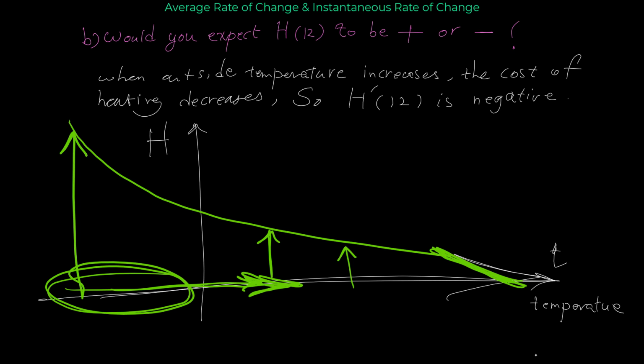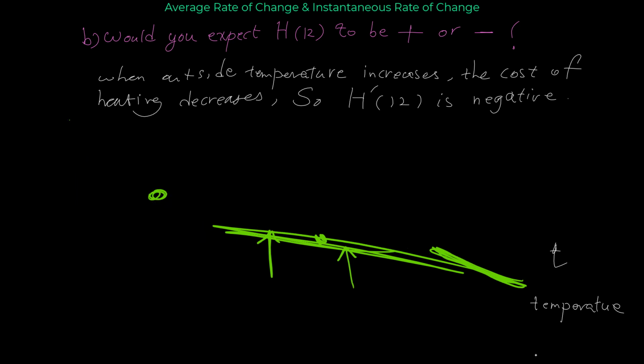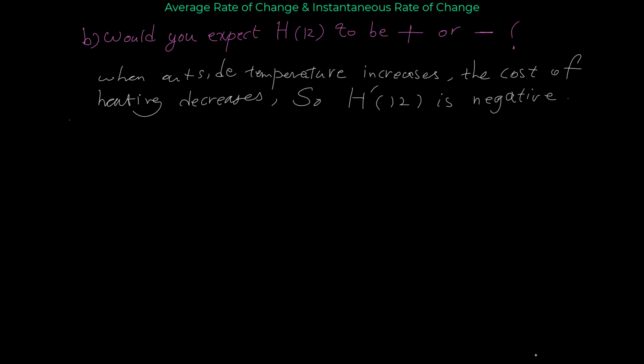H prime is derivative, and you know that one of the interpretations for derivative is a slope. A slope, derivative, instantaneous rate of change, all of these are the same, but different interpretations. If it is a slope, what is the slope of your curve at any single point? Not only 12. At any single point, the slope of your curve is negative. This is another way that you can find h prime of 12 is negative.